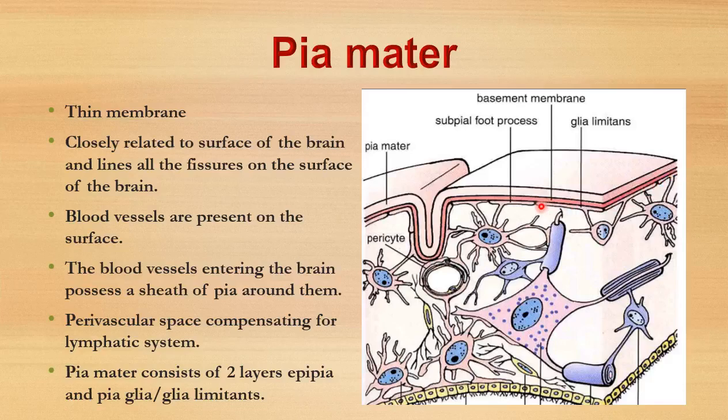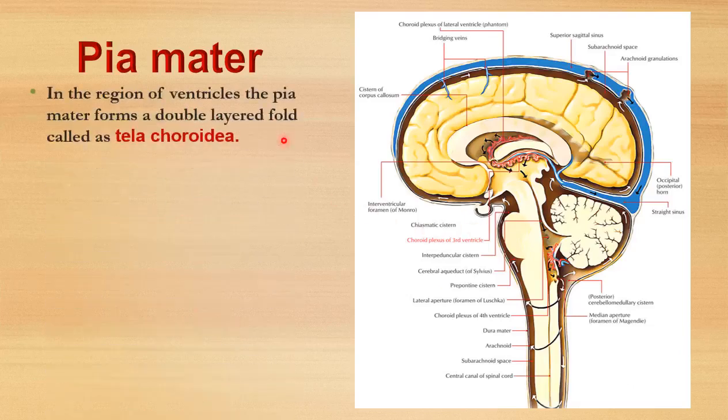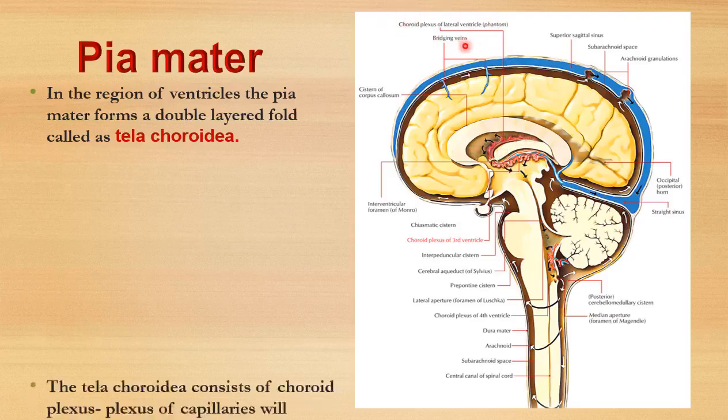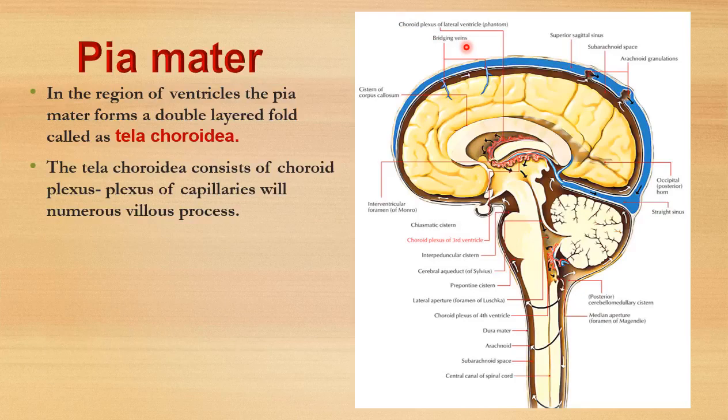Some small molecules it can ingest, and it also absorbs certain neurotransmitters which are seen on the surface of the brain. Okay, so in the region of the ventricles, you are able to see the Pia Mater forms a double layered fold. It projects into these ventricles as a double layered fold, which is called the tela choroidea. So within this tela choroidea, you have this vascular tissue called the choroid plexus. The choroid plexus is seen even in the lateral ventricle, and mostly you are able to see it in the fourth ventricle and also in the third ventricle.